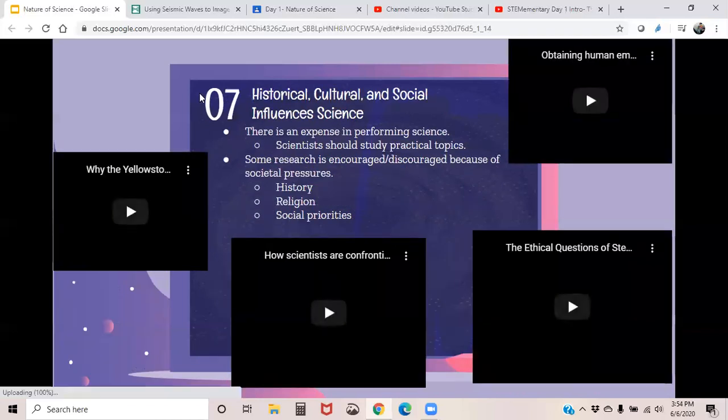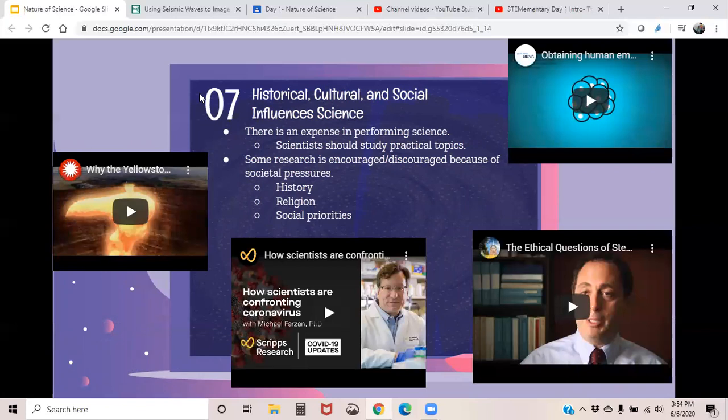Okay, number seven is historical, cultural, and social influences on the world of science. This one is very true. I've got a lot of videos here that will explain this. There's an expense in performing science, so keep that in mind. Anytime there's a request for money from a group of scientists trying to write a grant, for example, they have to persuade the people providing the money that their scientific work is valuable to society.